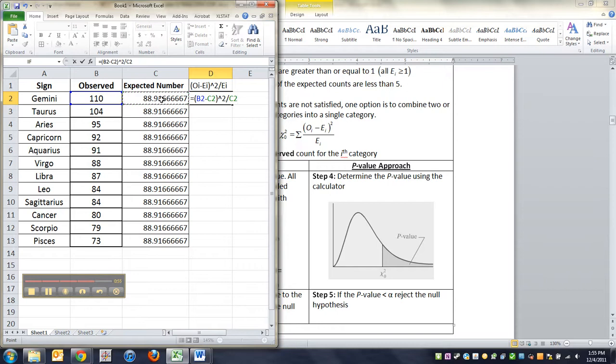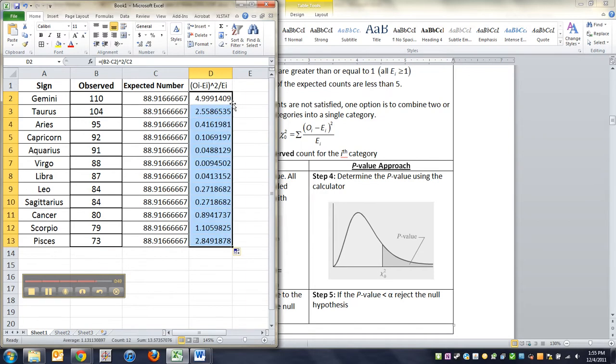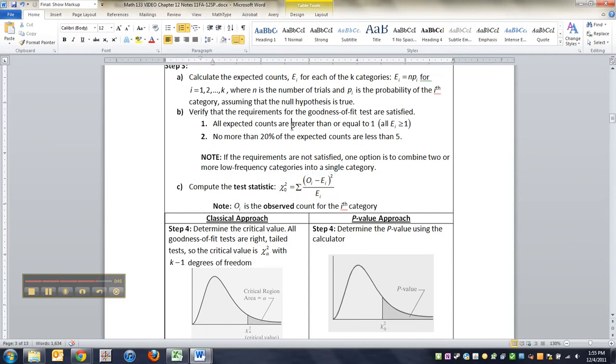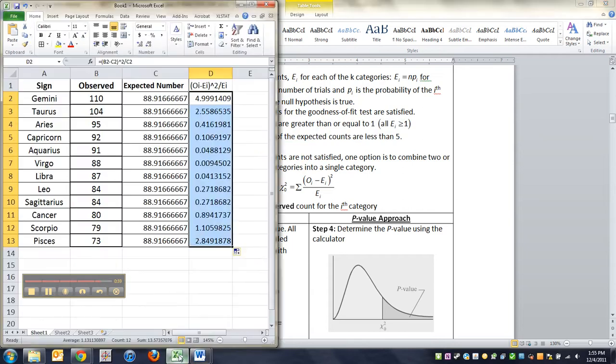And for the record, I just want you to note that none of these expecteds were less than 5. So it said all expected counts are greater than or equal to 1. Well, we definitely have that. And no more than 20% of them are less than 5. Well, we didn't have any of them less than 5. So we have the assumptions in spades here, right? Remember, these are the expecteds, not these.